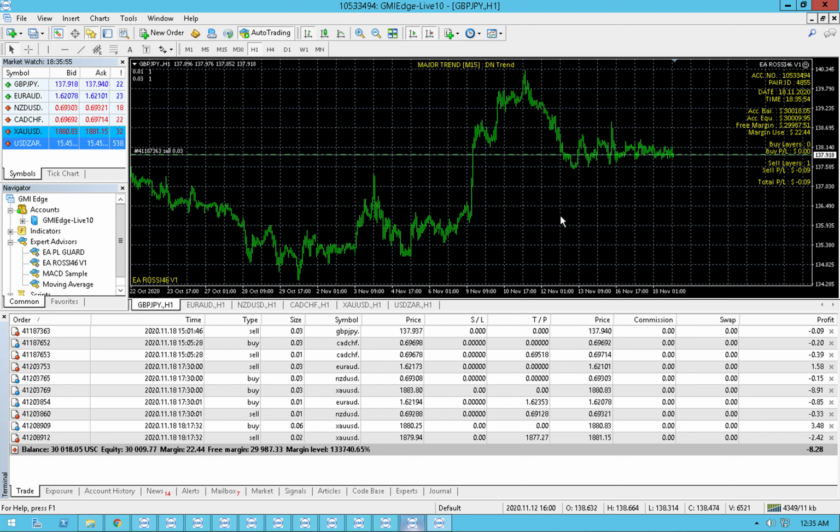Also because this follows the trend, it is much safer. But of course, for any EA in the world, there is no such thing as a 100% guarantee that it will not have a stop out. Any EA is also risky. Forex is a very high risk trading tool. So what we can do is limit the risk and try to maximize the profit. This is what EA ROSSI 46 is about.